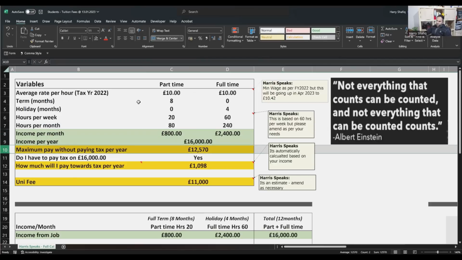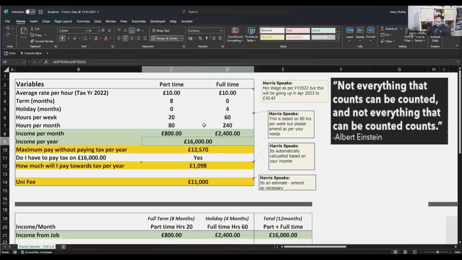The other thing you should be mindful of is that anything which you earn over 12,570, there are tax implications to it. In this situation, if our income goes to 16K, there would be some tax implication, which is 1098. Don't change this cell because this is automatically generated based on your income. So let's say if your income is only £10,000, obviously you won't pay any tax, and that would go down as 0. But these are automatically generated formula fields, so please don't change those.